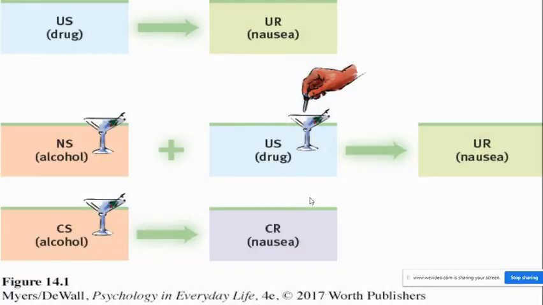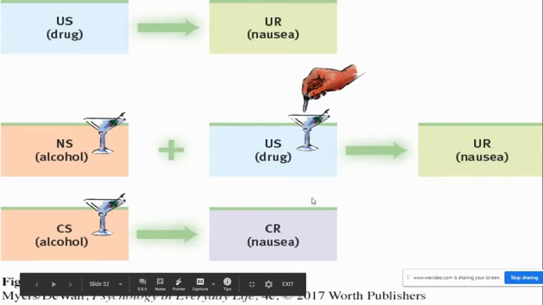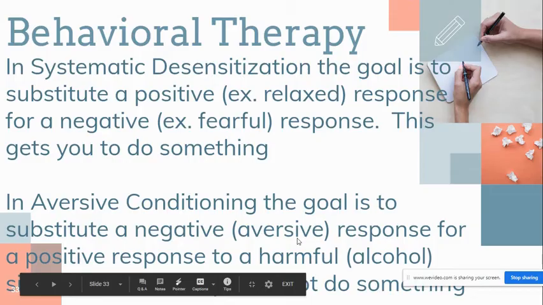Let's see. So there's a picture of it, and that's the example I was talking about with putting the drug in the drink. You can see it's classical because it's got the US and UR. The US was the drug, which makes you sick. That's the UR. The thing that had nothing to do with anything was the alcohol, so it was getting paired together. And so now the alcohol is causing that new response of making you sick: the CS making the CR.